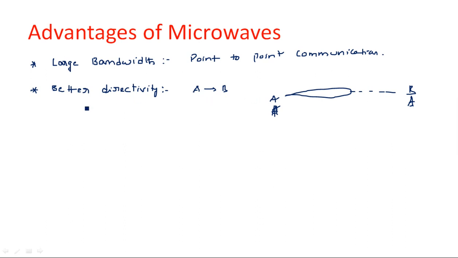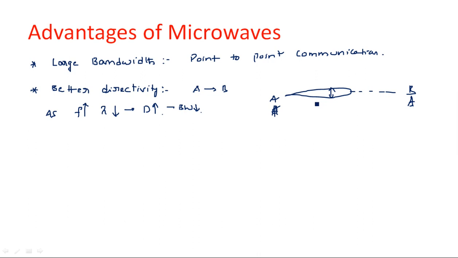This is due to the relation between frequency and wavelength. See here what happens: as frequency increases, lambda decreases. We know the relation between these two; they are reciprocal to each other. And what about the directivity? As lambda decreases, that leads to an increment in the directivity. And one more thing, because of this directivity, the beam width also decreases. Sorry, not bandwidth, it is beam width. The beam width also decreases.